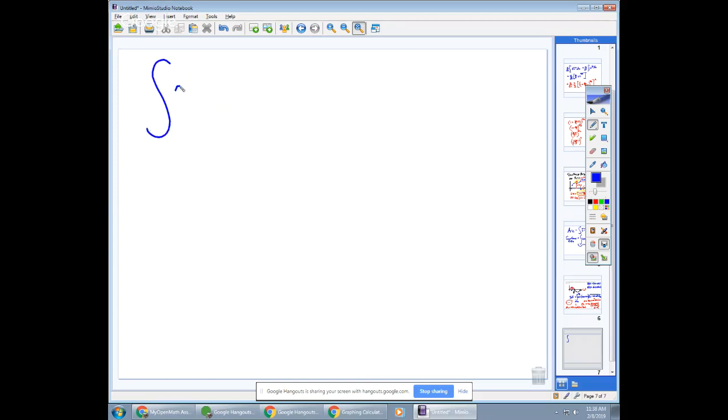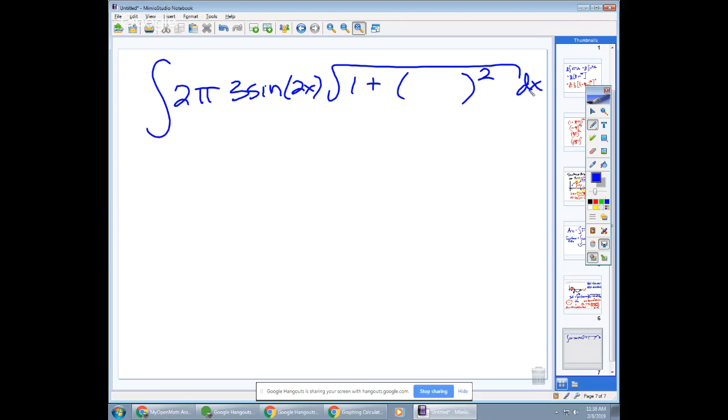So I have the integral of 2 pi times 3 sine 2x times the square root of 1 plus parentheses squared. And inside the parentheses is a 6 cosine of 2x, which is where the 36 came from. So I'm going to try this time letting u equal 6 cosine of 2x. Because then I just have a u squared. We're just going to ditch the square because the square turned out to make things worse for me. Maybe this will make things better.